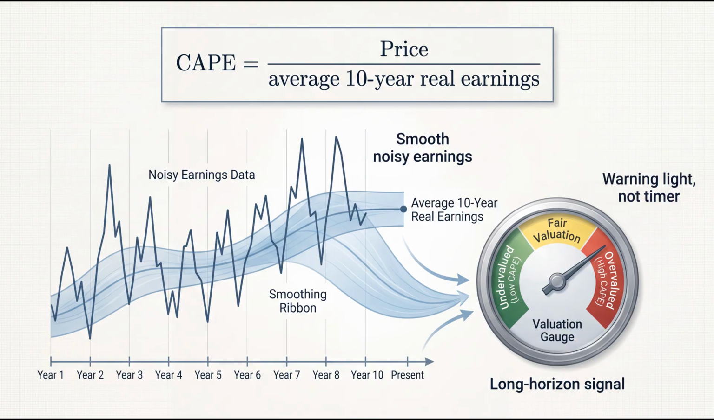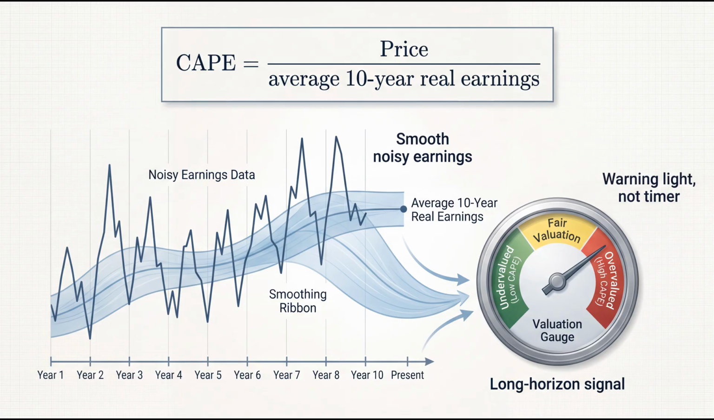Later work with John Campbell linked prices, earnings, dividends, and expected returns. Earnings are company profits. A cyclically adjusted earnings measure smooths 10 years of inflation-adjusted earnings, so one boom or recession does not dominate the signal. That idea became known as CAPE, or the cyclically adjusted price-earnings ratio. CAPE is not a daily trading rule. It is a long-horizon warning light. When investors pay unusually high prices for smoothed earnings, future long-run returns have often been lower. When they pay unusually low prices, future long-run returns have often been higher.